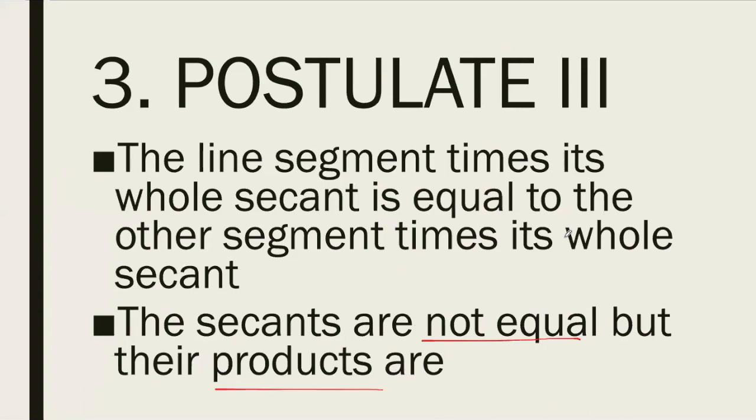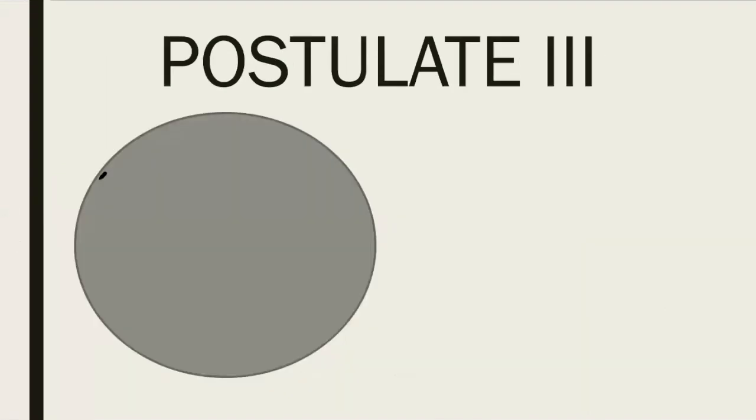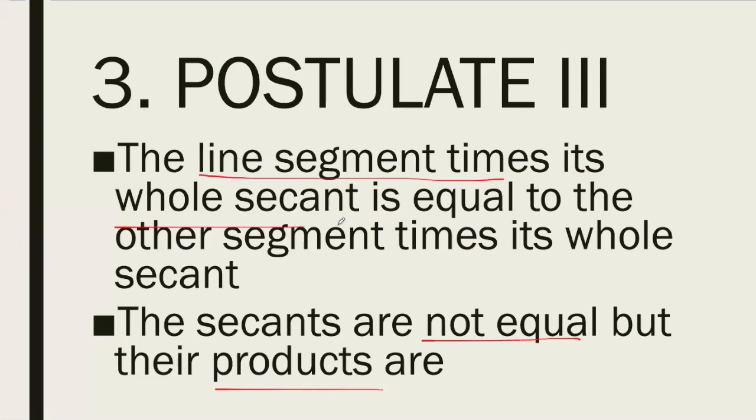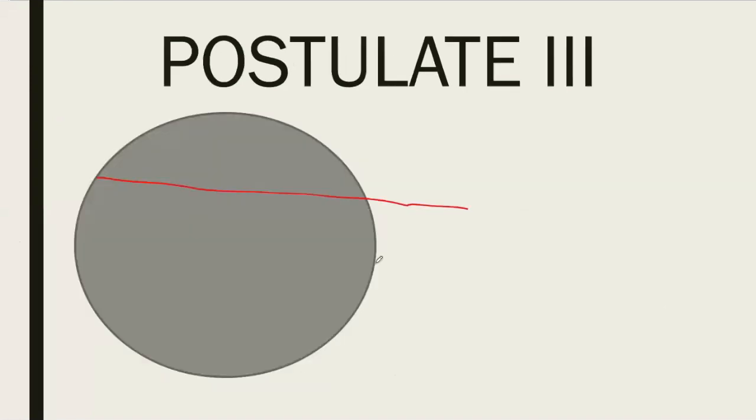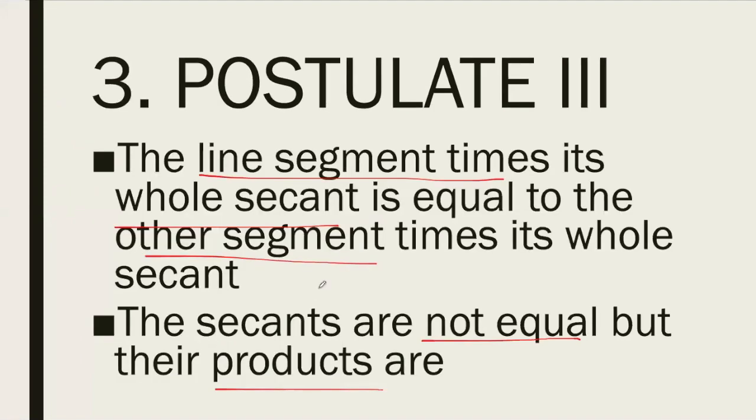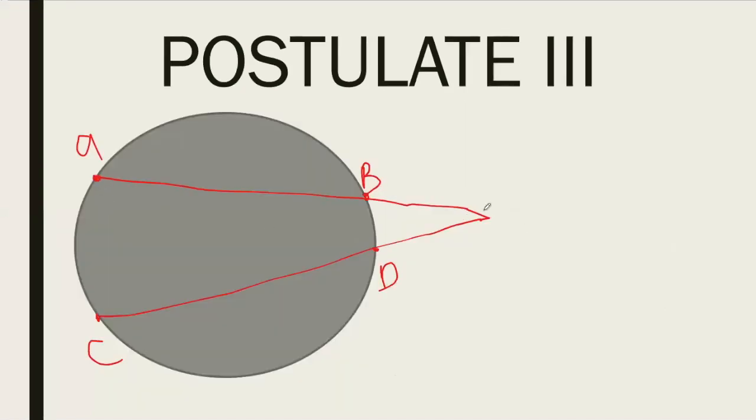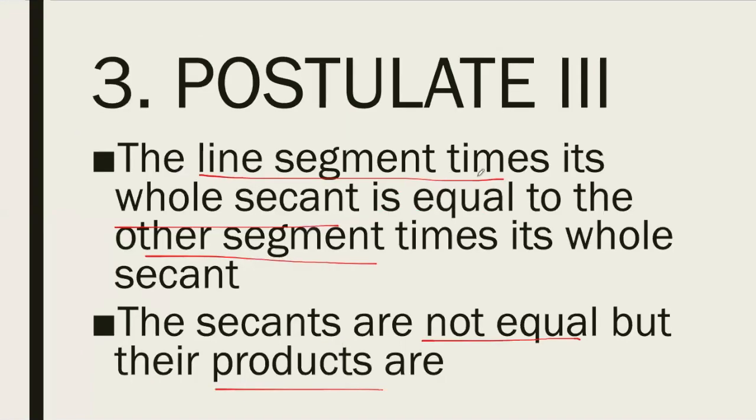So, again. Yung secant, di ba, nag-i-intersect ng dalawang points at lumalabas. So, the line segment times its whole secant is equal to the other segment times its whole secant. So, ibig sabihin, may dalawang secants tayo dito. Itong dalawa ay secants kasi nag-i-intersect sila sa dalawang points. So, let's say point A, point B, point C, and point D. So, nakalagay dito, the line segment times the whole secant. So, let's say this is point E kasi ito yung buong secant. So, the line segment, hindi siya yung buong line, times its whole secant.